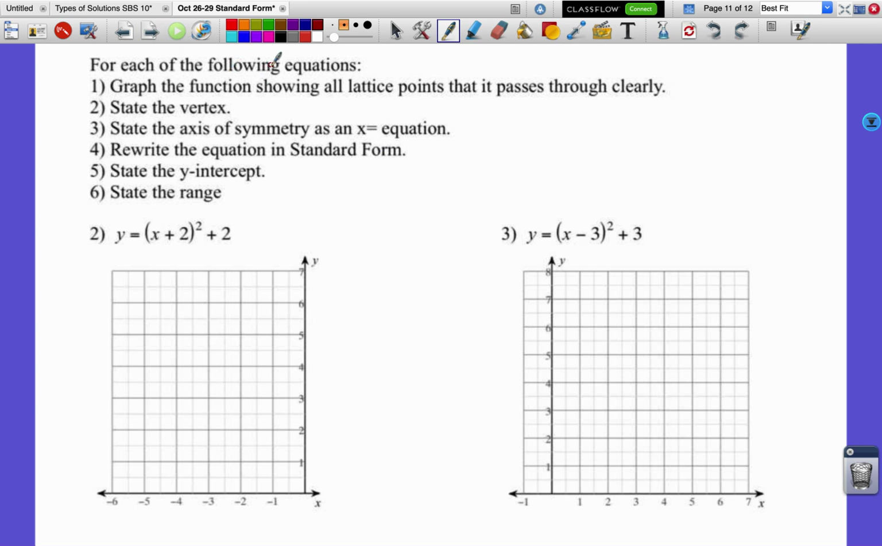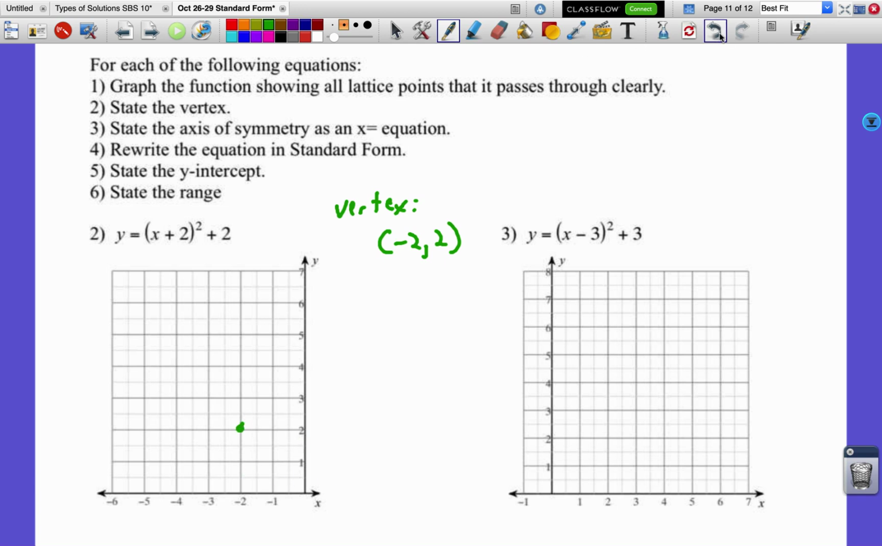So for each of these, we need to graph the function, state the vertex, state the axis of symmetry, rewrite in standard form, state the y-intercept, and state the range. Okay, let's start with the graphing. Easy to do from vertex form because I can see that my vertex, and this is something we have to state, is -2, 2. Don't forget to flip the sign on that h value. Remember, this was x minus h. The h value has to be negative to counteract the negative and give you a positive there. All right, so -2, 2.